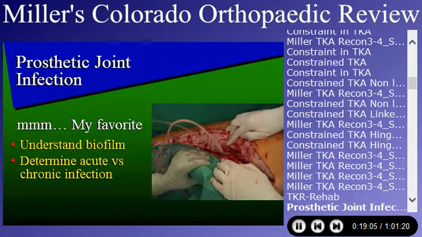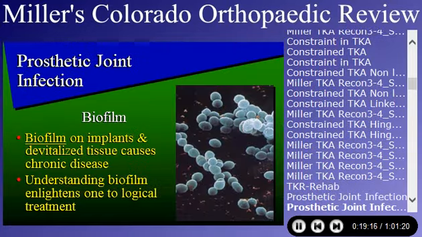Going on to prosthetic joint infection, my favorite. What you need to understand here is the biofilm. You've got to determine whether it's acute or chronic infection, and that's based on the biofilm. Biofilm, also known previously as glycocalyx, what I'll say is biofilms on implants cause chronic disease, and understanding biofilm enlightens one to the logical treatment.